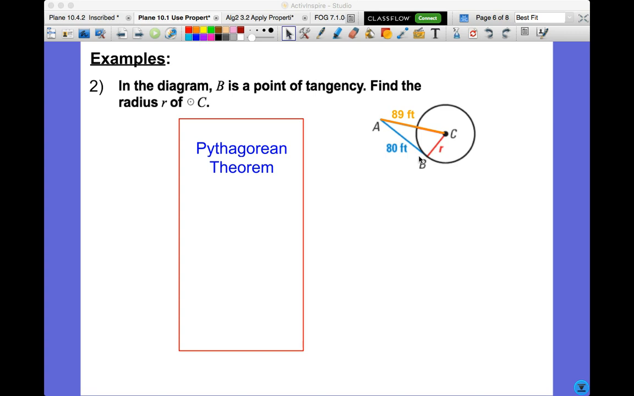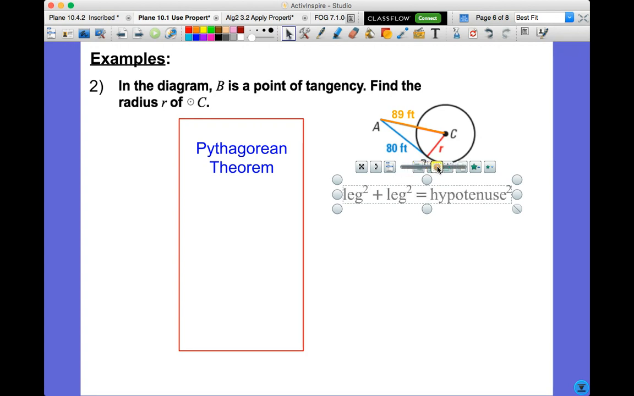So we have AB is equal to 80 feet. We don't know the value of BC, which is the radius, and we know that AC is 89 feet. Well, what does the Pythagorean theorem tell us? It tells us that if we have the legs of the right triangle, then leg squared plus leg squared is equal to hypotenuse squared. The hypotenuse is always going to be across the 90-degree angle, and we know that the radius has to be perpendicular to the line of tangency.